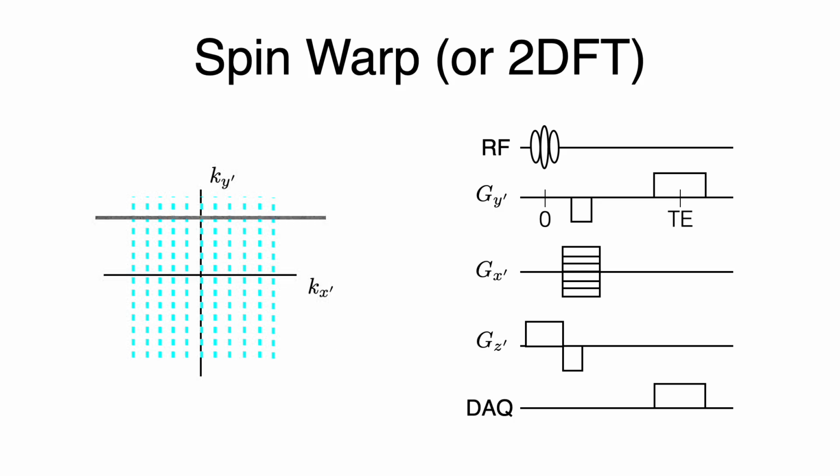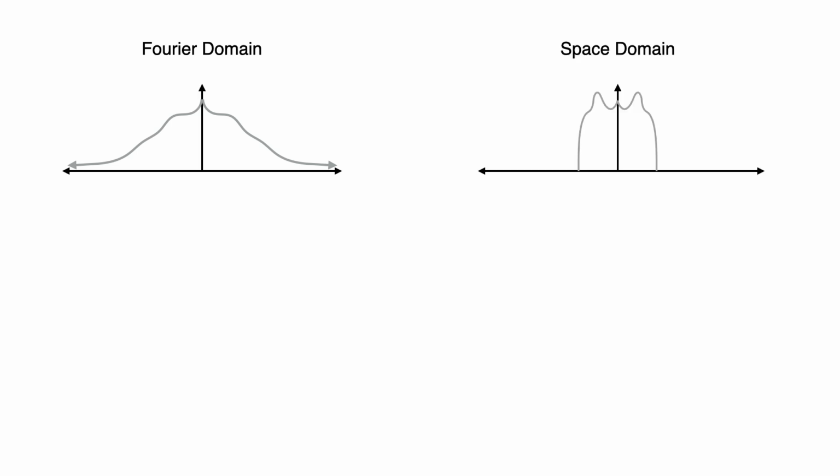To answer this question, let's look at just one horizontal line of Fourier data. We'll plot it as a graph as shown here. So this is the spectrum in the Fourier domain, and this is the corresponding function in the space domain. Here we're assuming that the image in the space domain is compact, it's bounded.